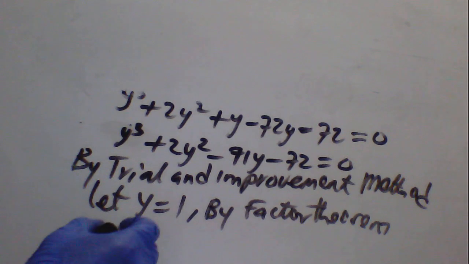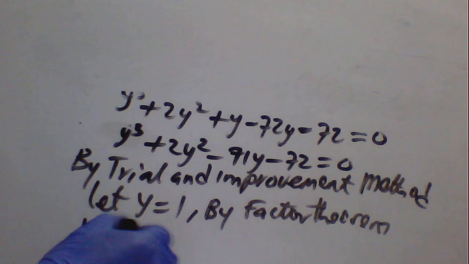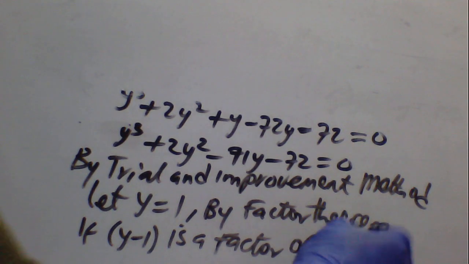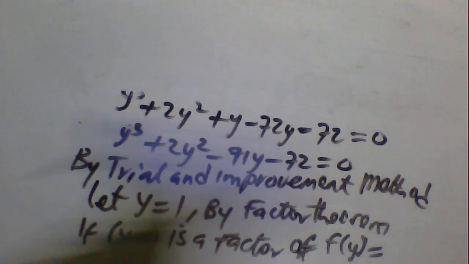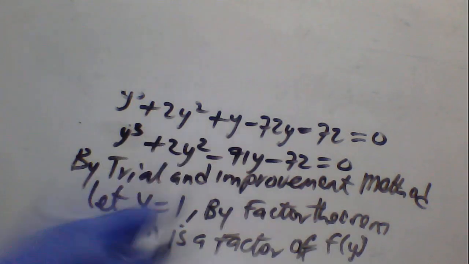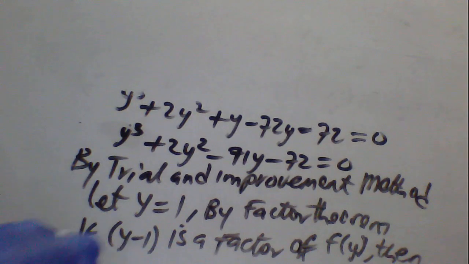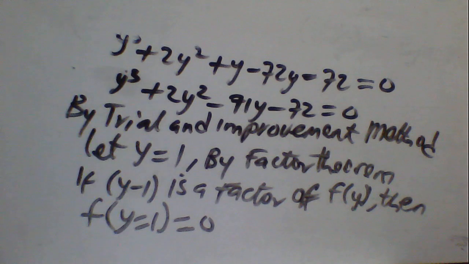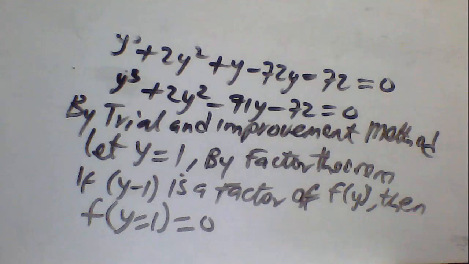So in this case, by the factor theorem, if y minus 1 is a factor of f of y, that is f of y, which is this function here, then f in bracket when y is equal to 1, the result is equal to 0. So if y minus 1 is a factor of f of y, this cubic function, then if y is equal to 1, it's a root of the cubic function, and the result will be equal to 0. That is, substituting y equals 1 in this equation will give us 0.